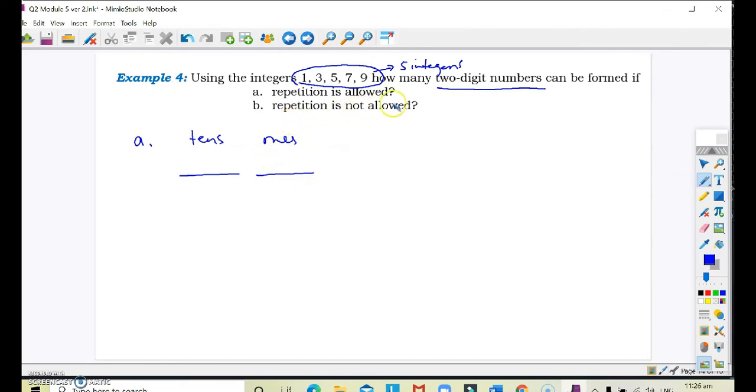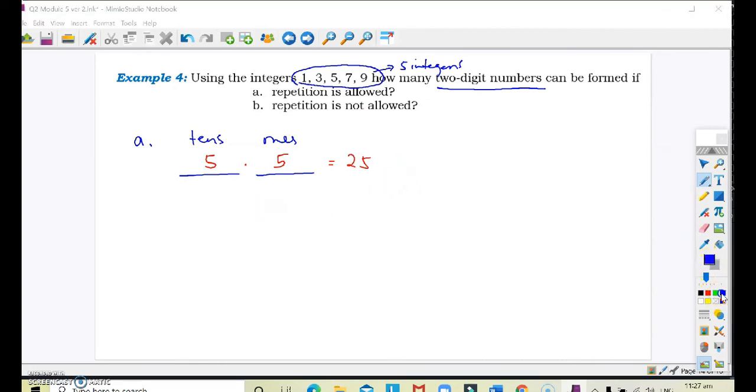Question, if repetition is allowed and we are allowed to use any of the 5 numbers, for the tens digit, how many choices do we have? We have 5 choices for the tens digit. As well as the second digit, how many choices do we have if repetition is allowed? Meaning, whatever we use on the tens digit, we can still use it on the ones digit. We have 5 choices. Therefore, 5 times 5 is what? 25. Very good. So, that means using the integers 1, 3, 5, 7, and 9, we can actually form 25 two-digit numbers with repetition allowed.